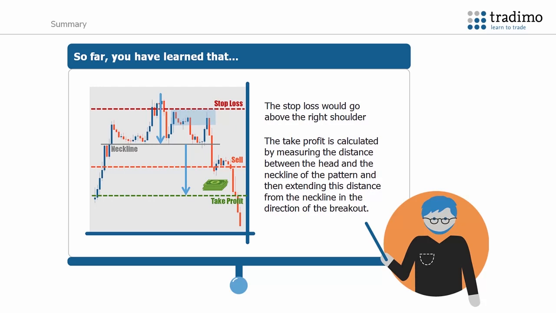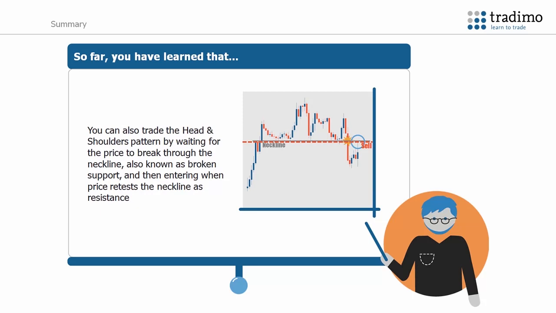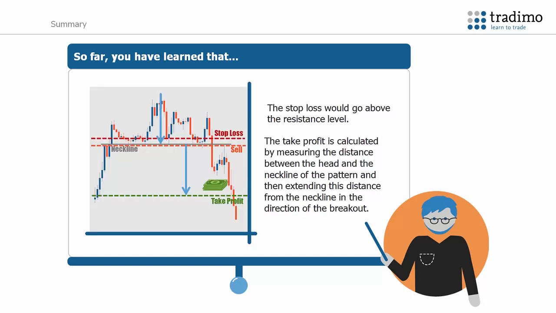You can also trade the Head and Shoulders pattern by waiting for the price to break through the neckline, also known as broken support, and then entering when price retests the neckline as resistance. The stop loss would go above the resistance level. The take profit is calculated by measuring the distance between the head and the neckline of the pattern, and then extending this distance from the neckline in the direction of the breakout.